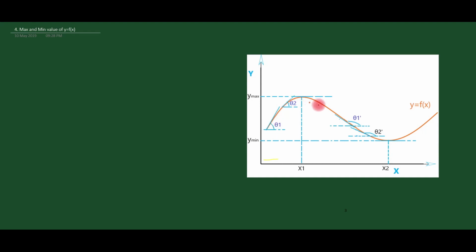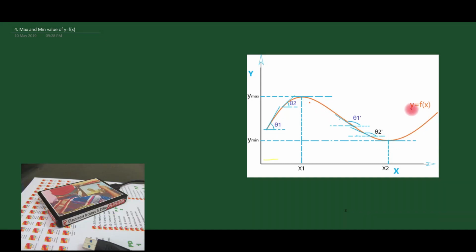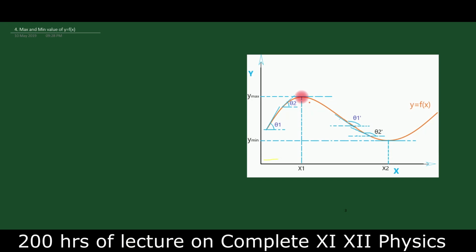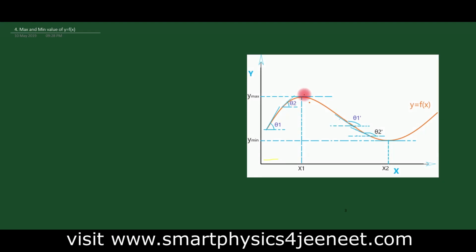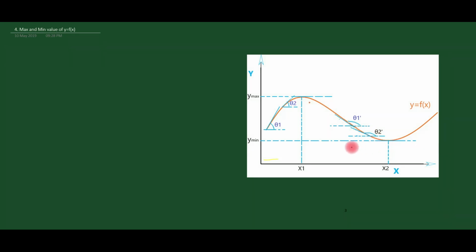This is the curve that represents y as a function of x. We find that at this point y has a maximum value. Corresponding to this point, the value of x is x1. That means at x equal to x1, y has a maximum value. Again, we find that at x equal to x2, y has a minimum value. What is the mathematical condition that corresponds to this maximum value of y and the minimum value of y?